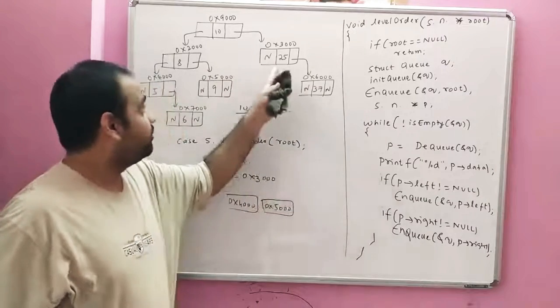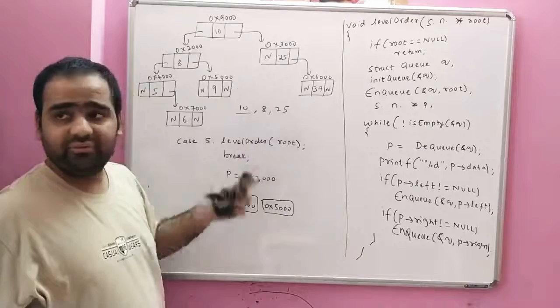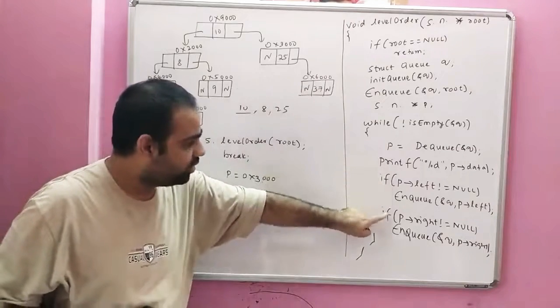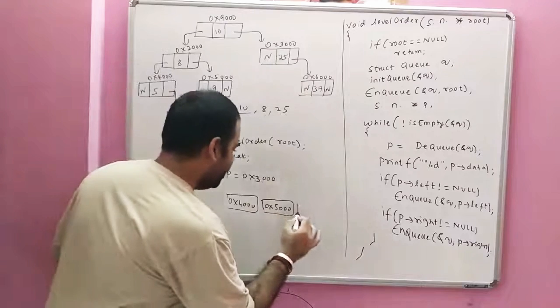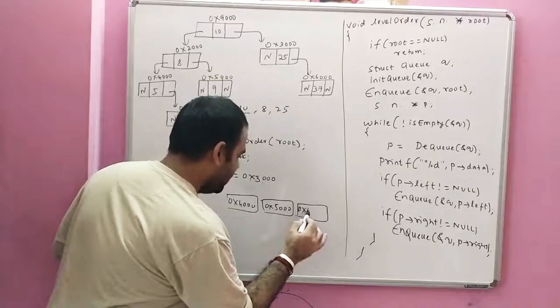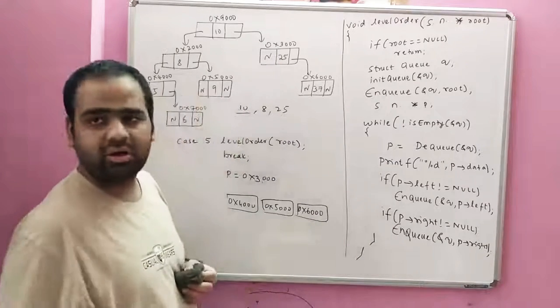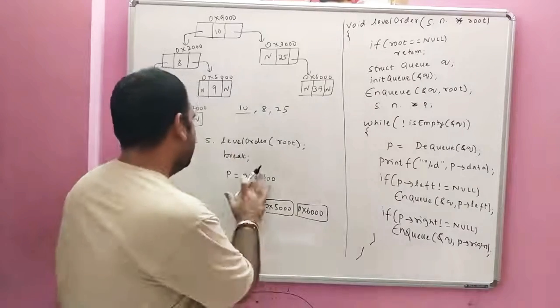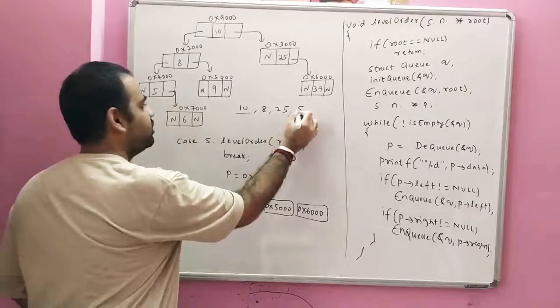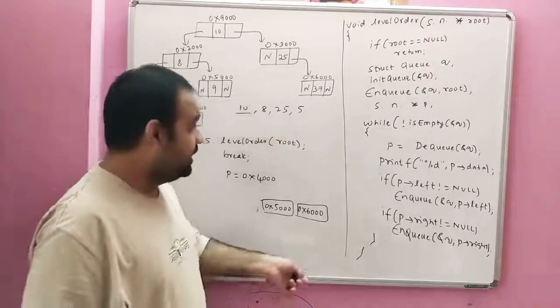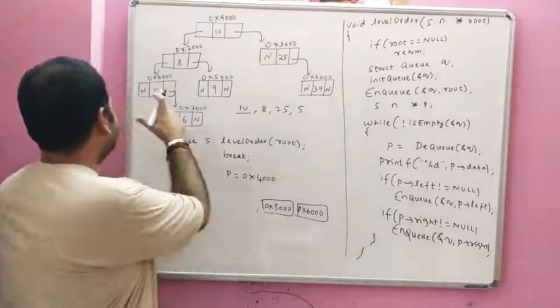Now p arrow left. What is 3000 arrow left? Null. Null not equal null is false. Do not enqueue it. 3000 arrow right is 6000, not equal to null. Yes, you enqueue 6000 at the rear end of the queue. Go back. Q is not empty. Yes, p is equal to dq. What do you dq? You dq 4000. Print 4000 arrow data. What is 4000 arrow data? It is 5.